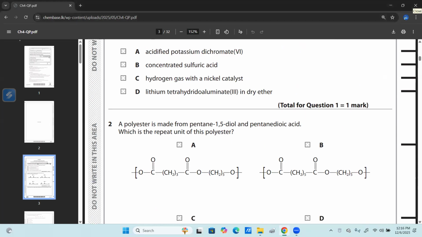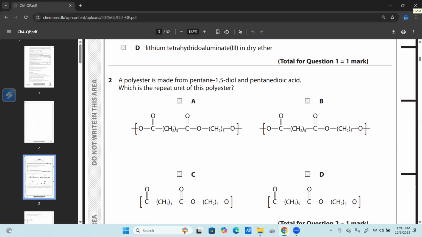A polyester is made from pentane-1,5-diol and pentanedioic acid. So first, children, I should draw the compound. Pentane means it should have 5 carbon atoms. 1,5-diol means on the first and the last carbon, I should have 2 OH groups. So this is the structure of pentane-1,5-diol. Then I have pentanedioic acid, which means that there are 2 carboxylic acids at the two ends.